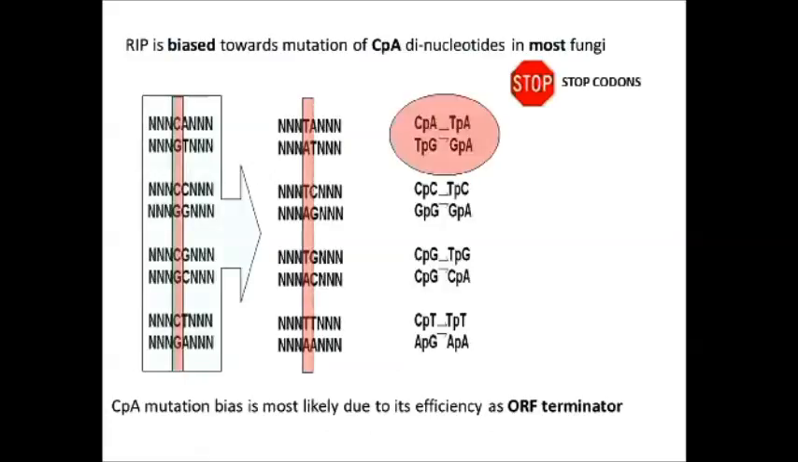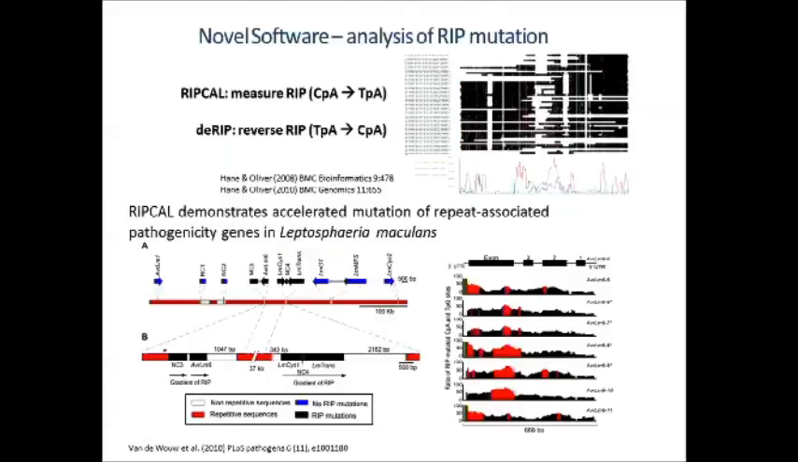And it was thought that the main purpose of this, because of its particular dinucleotide bias, was to introduce a lot of stop codons and thereby inactivate transposon sequences and prevent them from replicating throughout the genome, which would be the primary source of repeats.